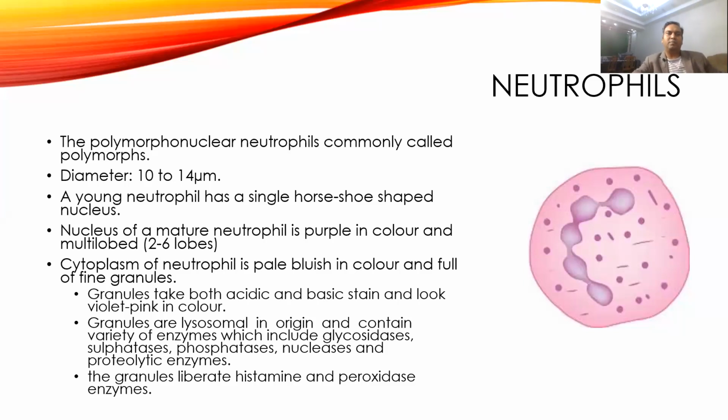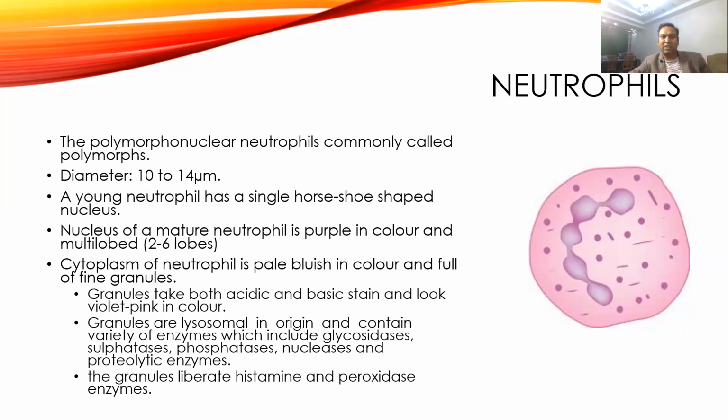So come to the structures of the various leukocytes. First is the neutrophil. Neutrophil is also called polymorphonuclear cell because of its typical nature of different shapes of the nucleus. So neutrophil can have a single horseshoe-shaped nucleus or a multi-lobed nucleus. Two to six lobes can be there, and that's because of the change in the shape of the nucleus. It is called polymorphonuclear neutrophil.